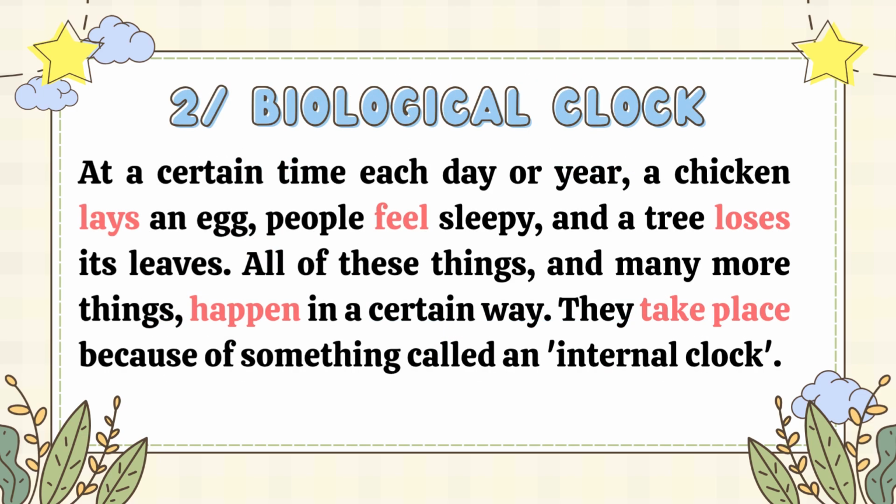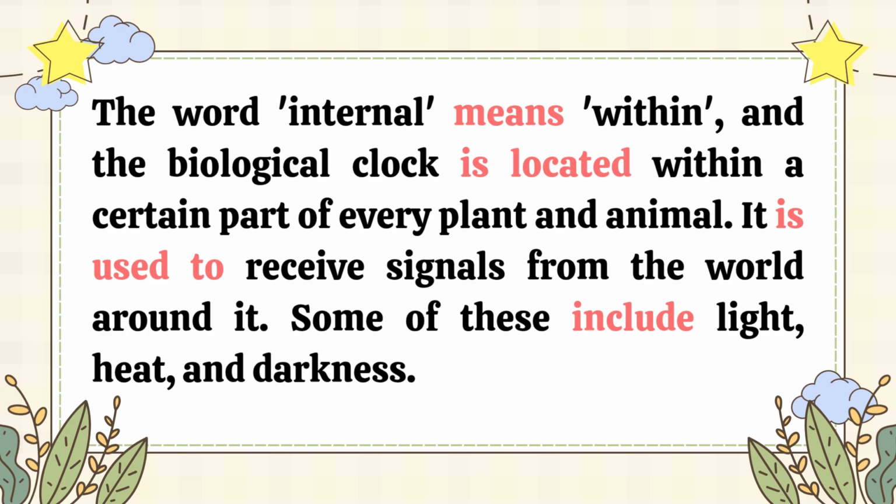2. Biological clock. At a certain time each day or year, a chicken lays an egg, people feel sleepy, and a tree loses its leaves. All of these things, and many more things, happen in a certain way. They take place because of something called an internal clock. The word internal means within, and the biological clock is located within a certain part of every plant and animal. It is used to receive signals from the world around it. Some of these include light, heat, and darkness.